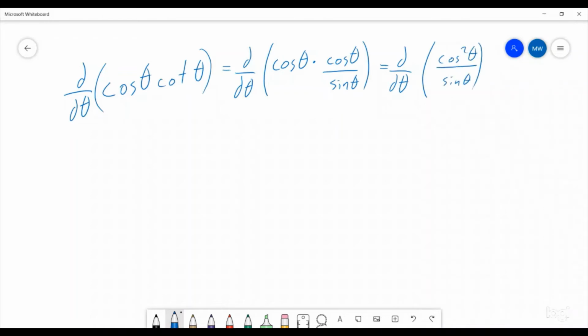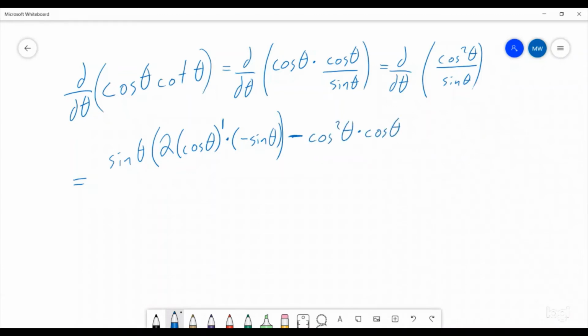So now we're going to use the quotient rule. So that's going to be low d high, sine theta times, what's the derivative of cosine squared? Well, cosine squared is cosine theta times cosine theta, or cosine of theta all squared, so we can use the chain rule. So that's going to be 2 times cosine theta to the 1 multiplied by the derivative of cosine, a negative sine theta. So that's low d high minus high d low all over the bottom squared. So all over sine squared theta.